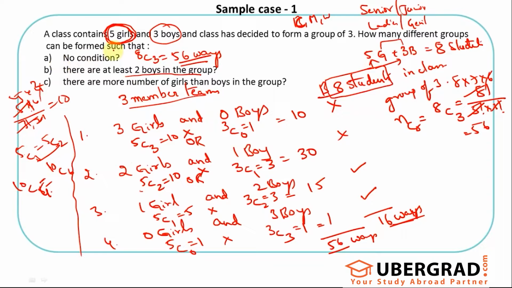How many different groups can be formed such that there are at least 2 boys in the group? I should have 2 boys or 3 boys. So the only possibilities are the third and fourth, where I have 1 girl and 2 boys, or 0 girls and 3 boys, which will come out to 15 plus 1, 16 ways.